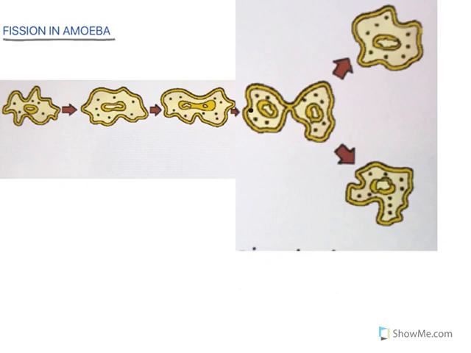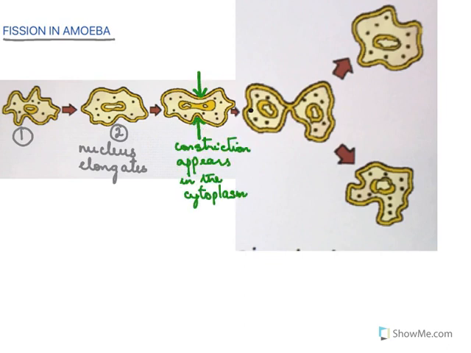Fission in amoeba. Amoeba uses the method of fission for reproduction. Here in the first is a mature amoeba. In stage 2, the nucleus elongates. Then in stage 3, a constriction appears in the cytoplasm here. This constriction then deepens, and as the constriction deepens and we get two daughter nuclei, two daughter cells are formed.